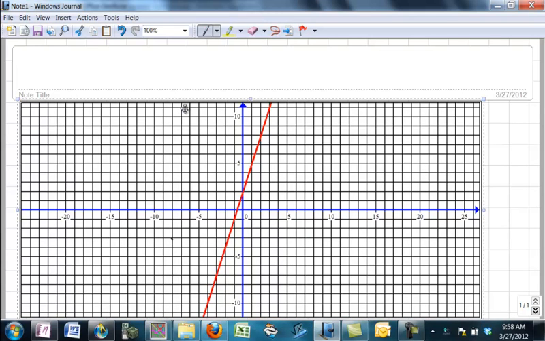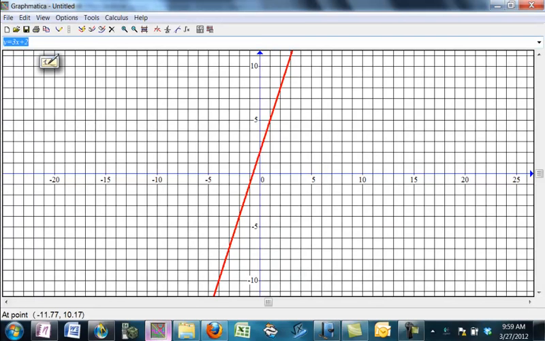Okay, notice here that we have a line, and right here on the x-axis, we have a point, and on the y-axis, we have a point. So let's just start this over again. Okay, let's try this again.